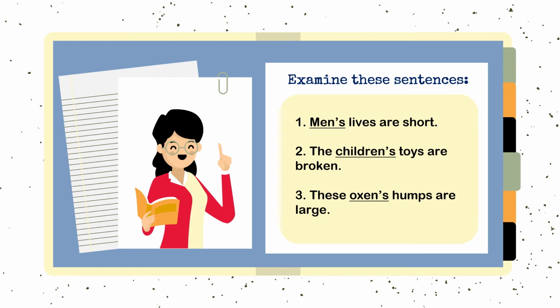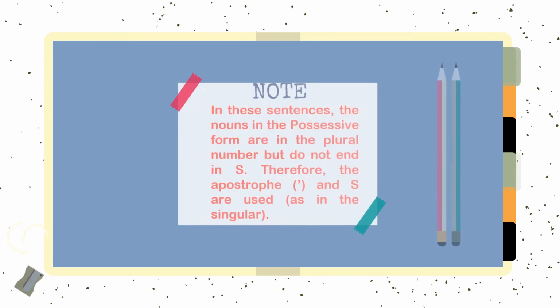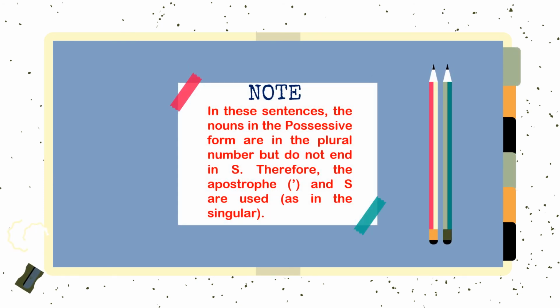Here, the underlined nouns men, children, and oxen are already in the plural form. You must have noticed that we are adding an apostrophe even to the plural forms of nouns to form the possessive nouns. Here's a detailed note on the same. In these sentences, the nouns in the possessive form are in the plural number, but do not end in s. Therefore, the apostrophe and s are used as in the singular.